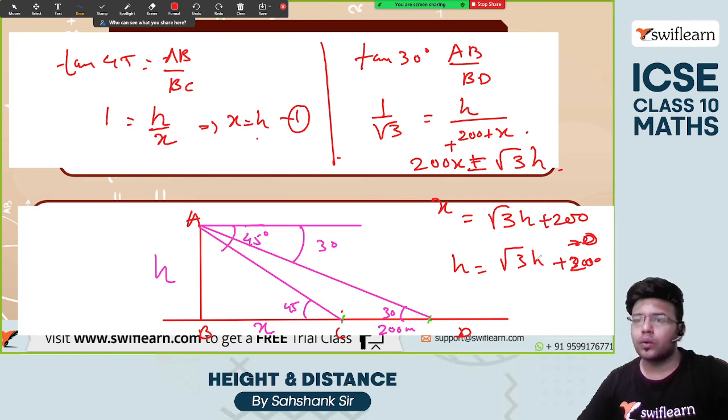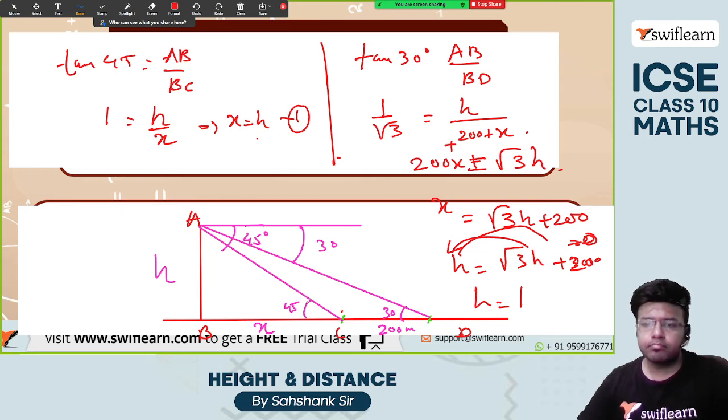So just a minute guys. Tan 30 is 1 by square root 3, so x is equal to square root 3 h minus 200. This is minus 200 guys. Now root 3 is 1.73, which is greater than 1. So let's take 200 this side.